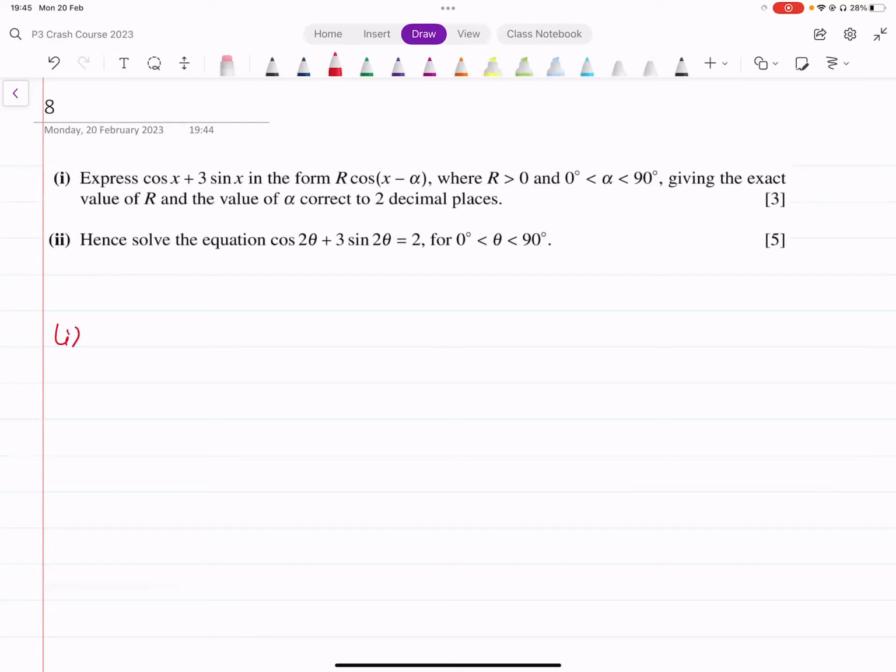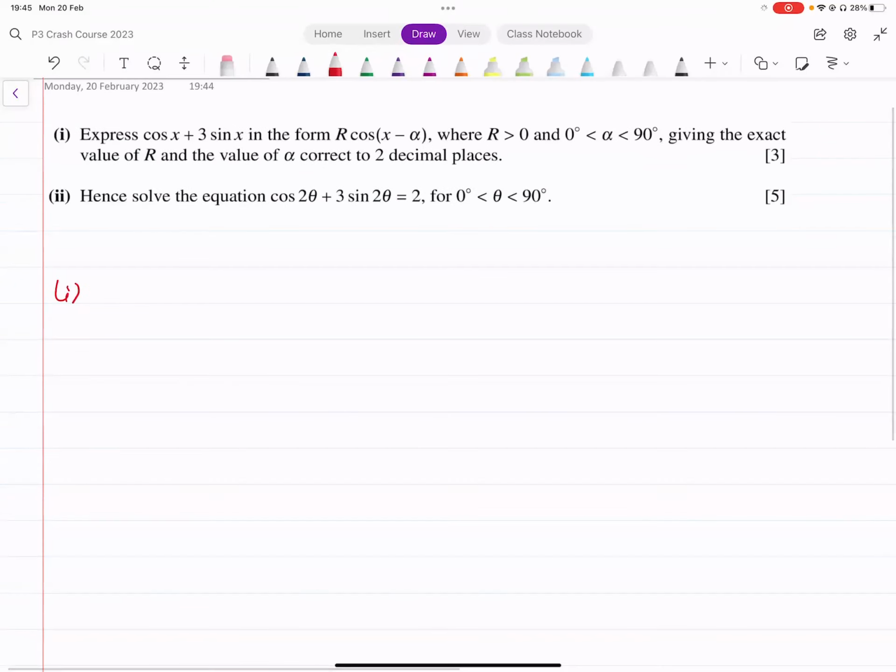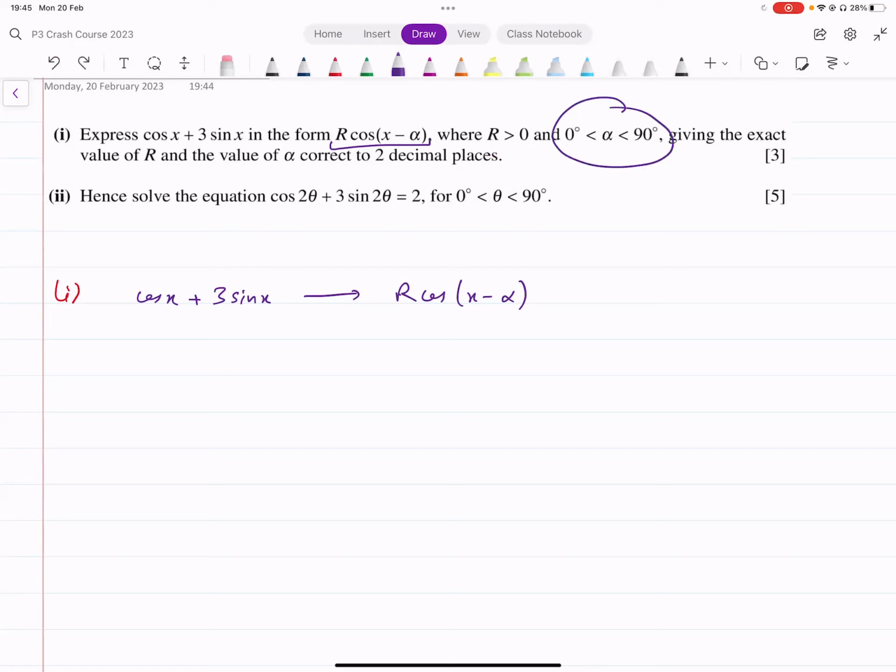It says express cos of x plus 3 sine x in the form r cos(x minus alpha). So you see, they give us the form that they want. Cos of x plus 3 sine x needs to be converted to r cos(x minus alpha). They're telling you r should be greater than 0 and that alpha should be acute. All of that is given.